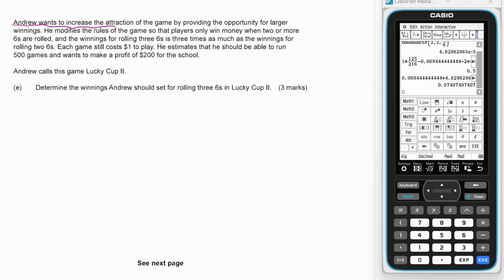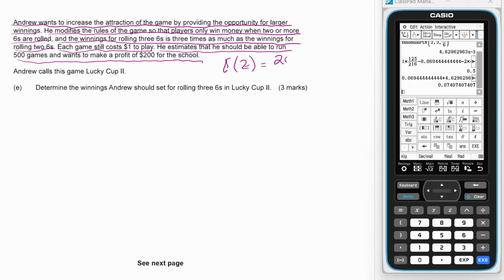Andrew wants to increase the attraction of the game by providing the opportunity for larger winnings. He modifies the rules of the game so that players only win money when 2 or more sixes are rolled, and the winnings for rolling 3 sixes is 3 times as much as the winnings for rolling 2 sixes. Each game still costs $1 to play. He estimates that he should be able to run 500 games and wants to make a profit of $200 for the school. So the expectation for the winnings now is going to be 200 out of 500 games, which is 0.4. Andrew calls this game Lucky Cup 2.